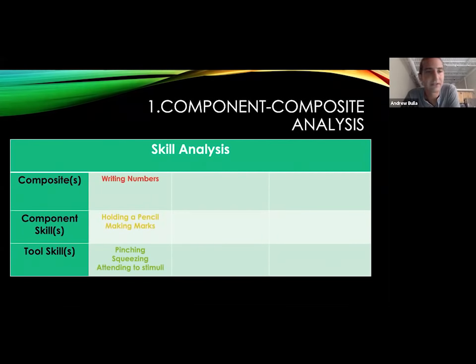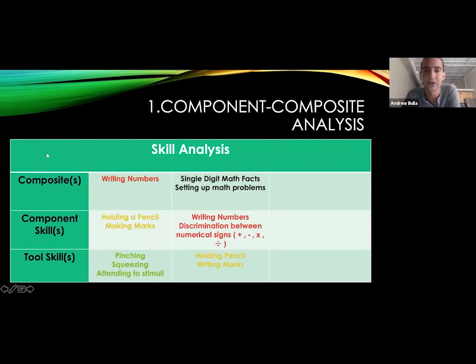Now remember that these are all relative to the learners. So let's say for this learner, the composite skill is single-digit math facts and setting up math problems. So the component skills for that are writing numbers and discriminating between numerical signs. Notice that writing numbers is now functioning as a component skill for this learner, and holding a pencil and writing marks is the tool skill that we're working on for this learner.